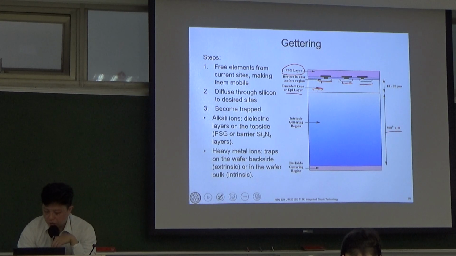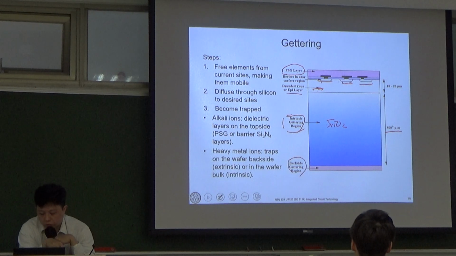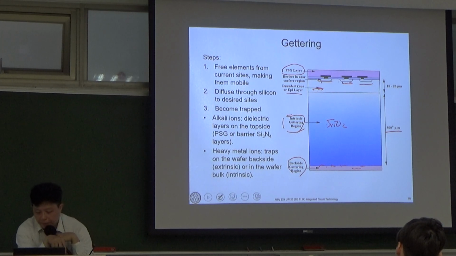And here on the bottom is the substrate. There are two ways to capture the ions. The first one is to use the intrinsic gettering region, sometimes it's SiO2 that we just mentioned in the previous lecture, and also there's a backside gettering region, where we can create some defects on the backside that can also help us to getter.